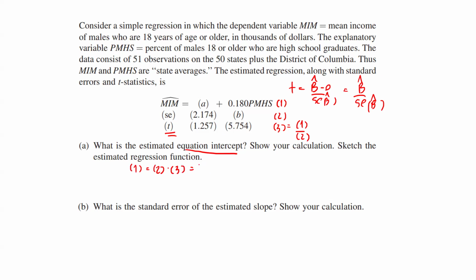So 2.174 multiplied by 1.257, so equal, right? 74. Okay, thank you. Good.